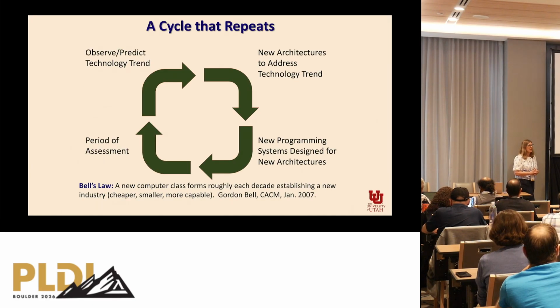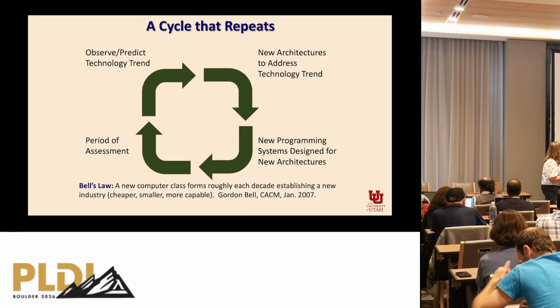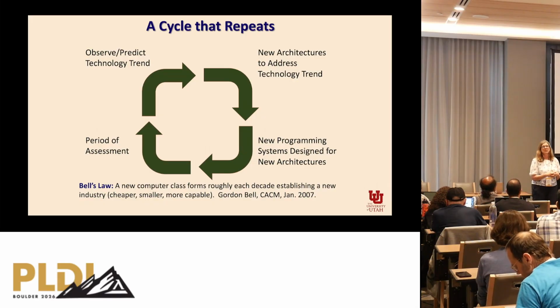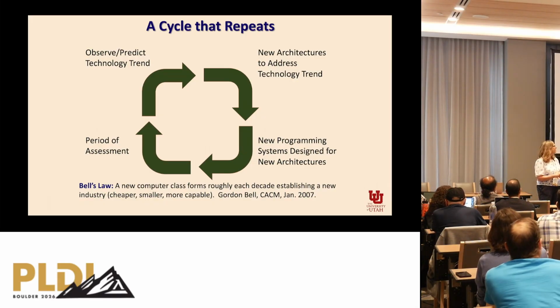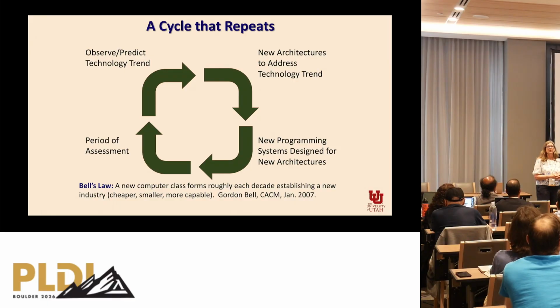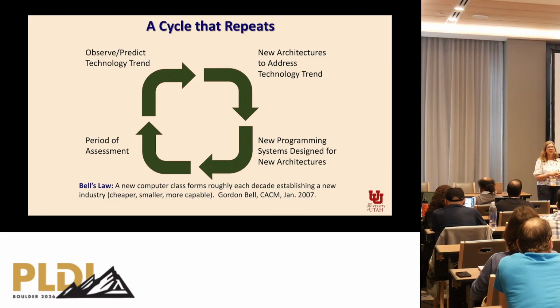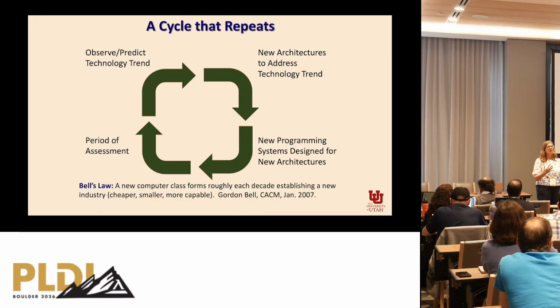So there's a paper by Gordon Bell that introduces Bell's law. I guess he was unhappy that Moore got all the attention, and he has his own law. And the idea is that a new computer class forms roughly every decade. And it creates a new industry. It also creates architectures that are cheaper, faster, or more capable.